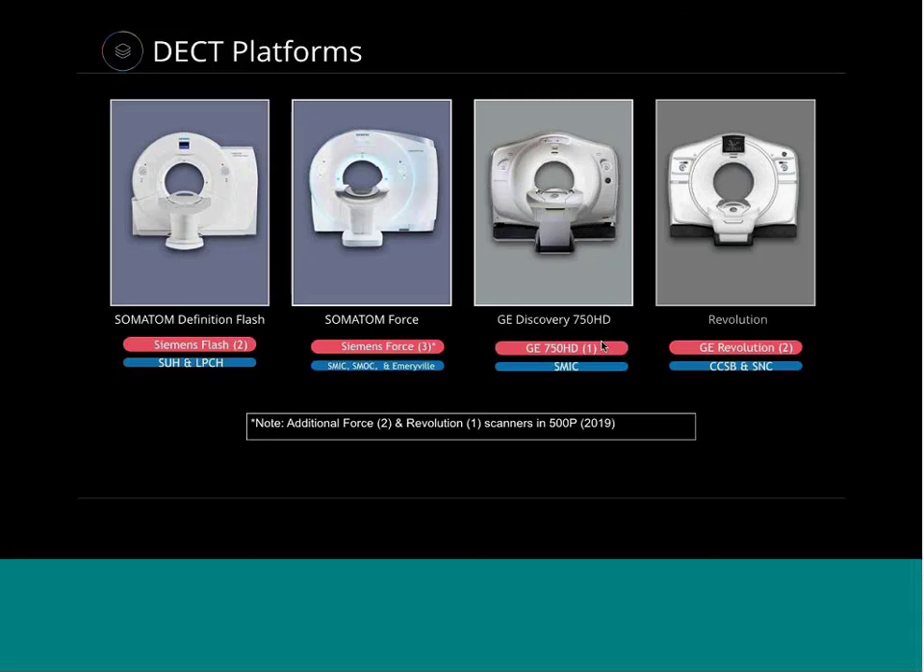We're going to focus on the ones that we have here. These are our scanners at Stanford. We've got two Siemens, a second generation and a third generation, the Flash and the Force. We have a second generation and a third generation GE, okay, a 750 HD and the Revolution. And then we're going to get two Forces at the hospital and an additional Revolution in 2019 with 500p. Okay, so we have some great capital here. All right, and these are our second and third generation dual energy scanners. They're great.